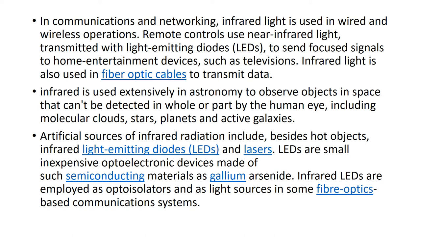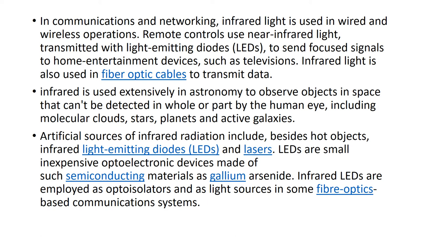There are some artificial sources of infrared radiation also present in this world. Besides hot objects, infrared hot objects, यानी कह लें कि हॉट ऑब्जेक्ट्स, बेसिकली जो हॉट ऑब्जेक्ट्स होते हैं, the hot objects emit heat energy in the form of infrared radiation. यानी जब आपको बहुत ज्यादा तेज बुखार होता है तो आप देखते हैं कि there is some sort of heat energy radiated out from your body, so that heat energy is in the form of infrared radiation. So hot objects are those that emit infrared radiation.